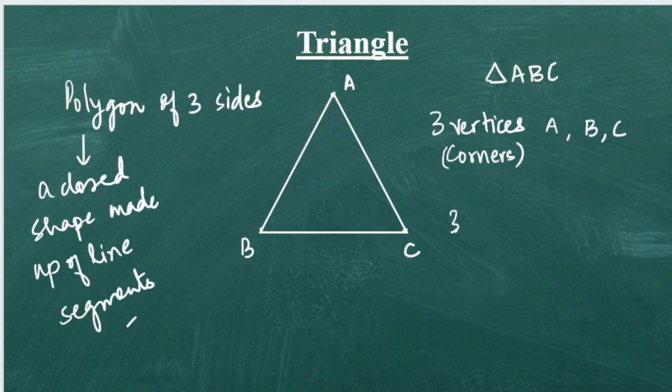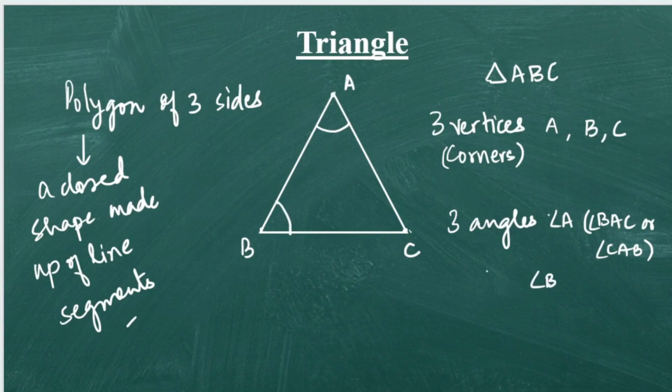It has three angles. Where are the angles? You know that angles are formed by two rays or two line segments. So this is one angle. How will I name this angle? I can name it as just angle A, or I can name it angle BAC or CAB. Why? Because the vertex should always be in the middle. So angle BAC, or you can say angle CAB. You can name it either way. So I have angle A. Then similarly, I have angle B, and my third angle will be angle C.